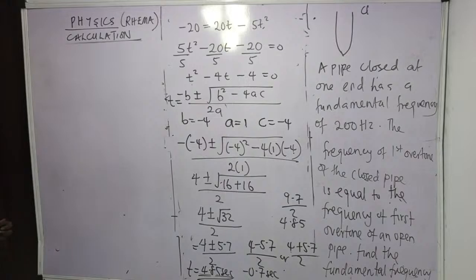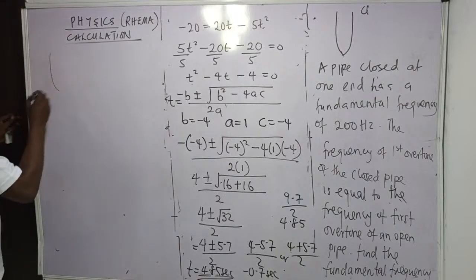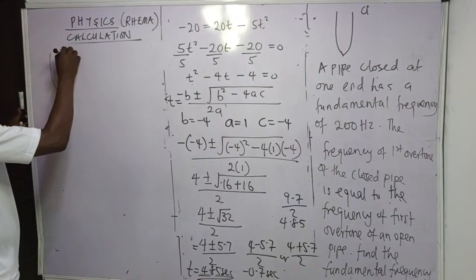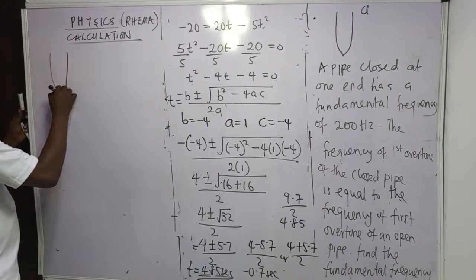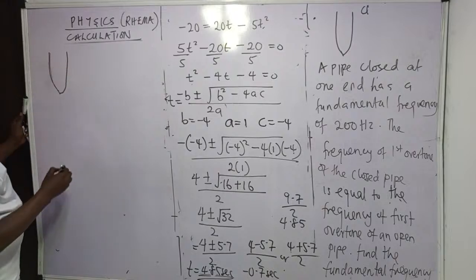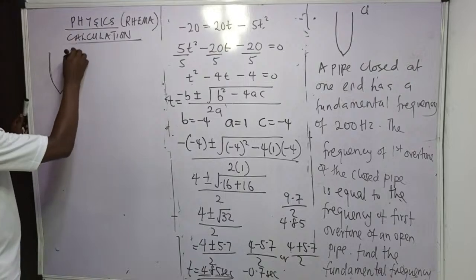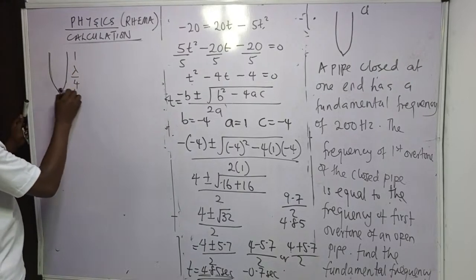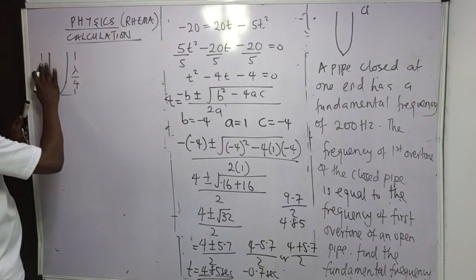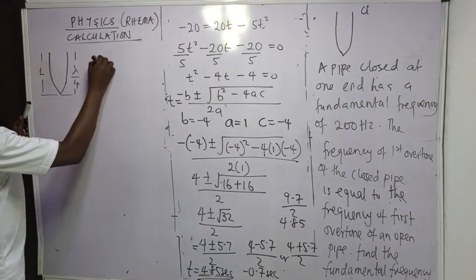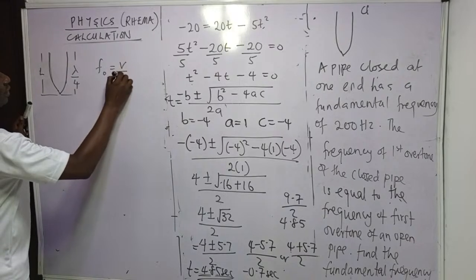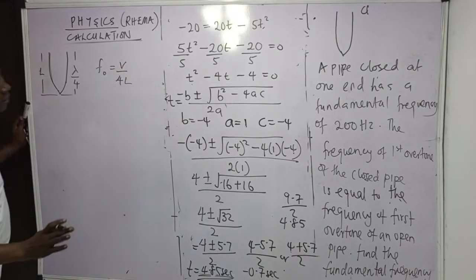Now look at the board. They say a closed pipe. A pipe closed at one end. So one of them is closed at one end. Then what is it? After closing at one end, it is lambda over 4. So the frequency of the length is what? I proved it there. The fundamental frequency of this one is V over 4L.